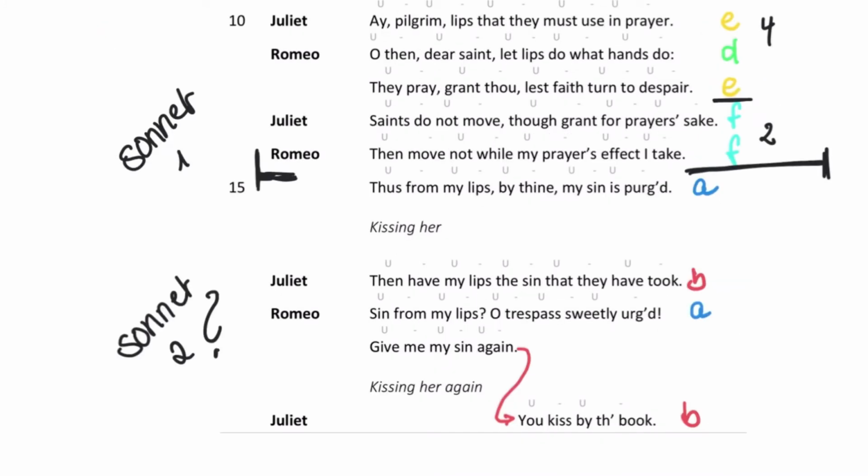So as I said before, this is really cool. Shakespeare hid another sonnet right after this sonnet, because if you look at the next 4 lines, you can see that they rhyme again. So it's 4 lines, first, second, third, and the 4th one is even a shared one, which is also broken up a little bit by a kiss.